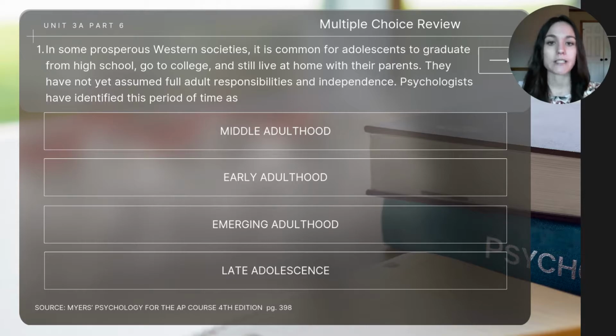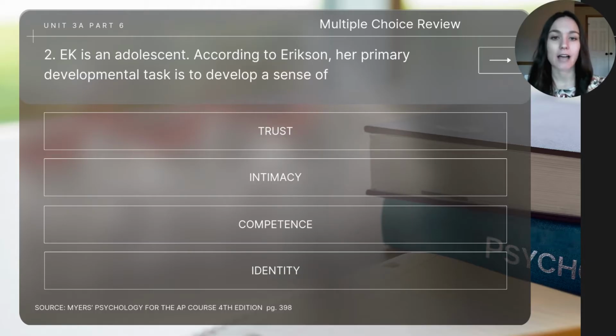Question number 1 says, in some prosperous Western societies, it's common for adolescents to graduate from high school, go to college, and still live at home with their parents. They have not yet assumed full adult responsibilities and independence. Psychologists have identified this period of time as. Question number 2 says, EK is an adolescent. According to Erikson, her primary developmental task is to develop a sense of.